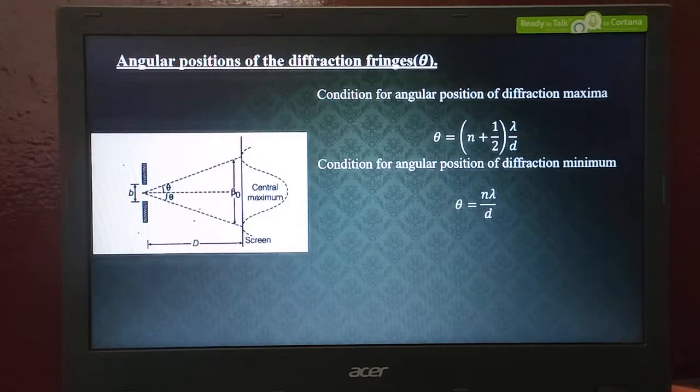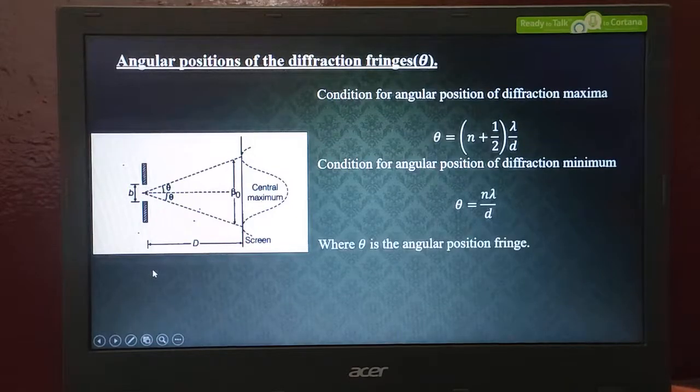Here d is nothing but slit width. Here in our diagram we have mentioned that as B. Actually we used to call that as small d. Actually this is small d, not B. Small d is equal to the slit width. The width of the slit is called D.